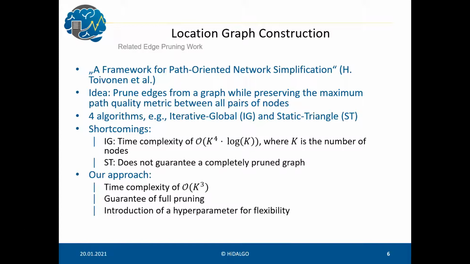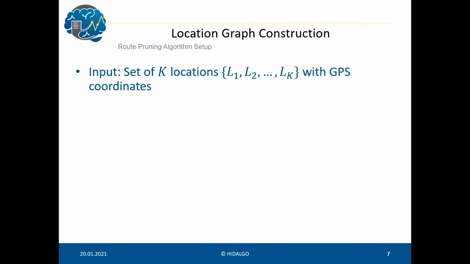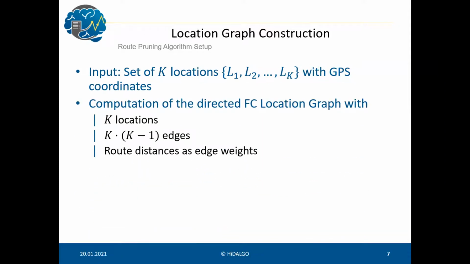Next, I want to go more into the component and start with the setup. As mentioned before, we are starting with a list of k locations, and they are given with their GPS coordinates in latitude and longitude. In the next step, we are creating the directed, fully connected location graph, such that every one of these k locations is now connected to every other location via a direct route.